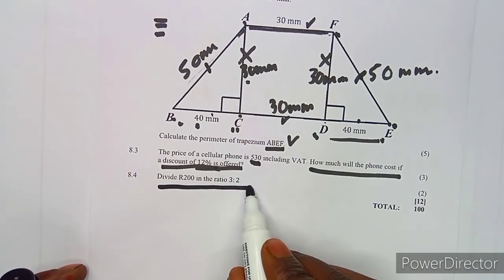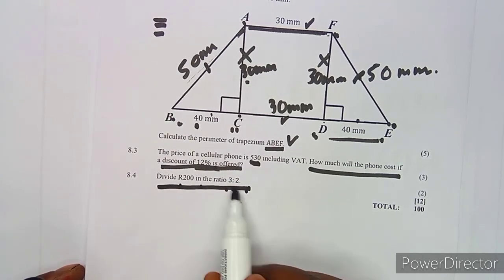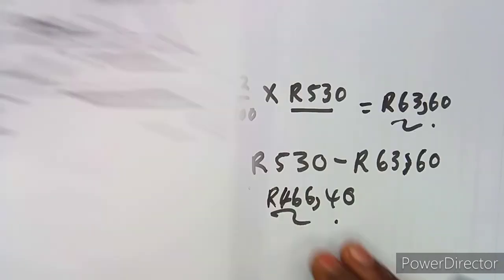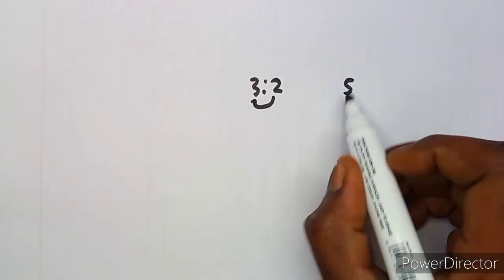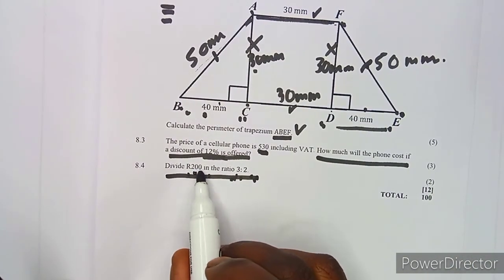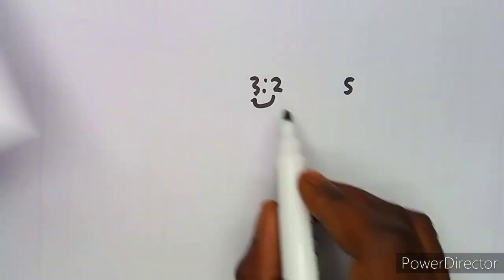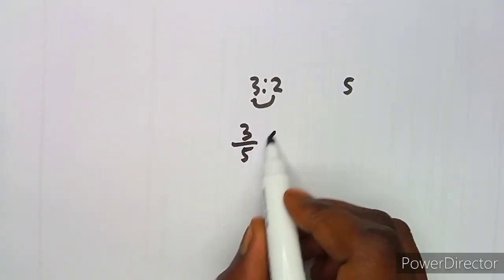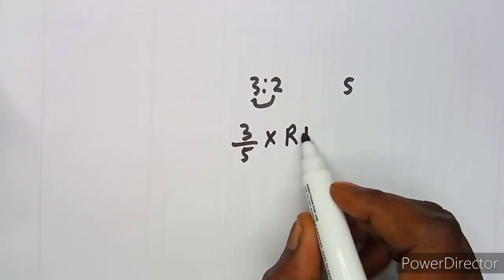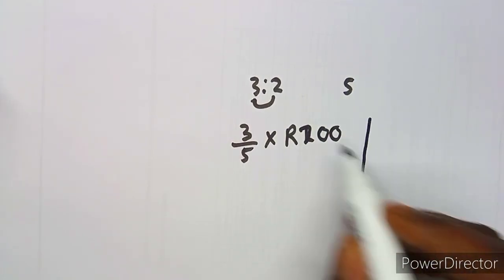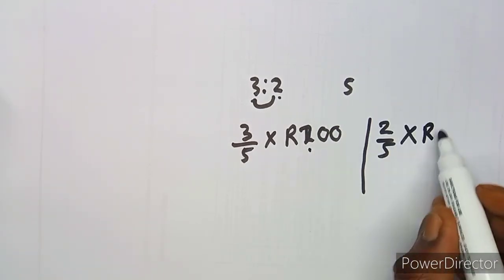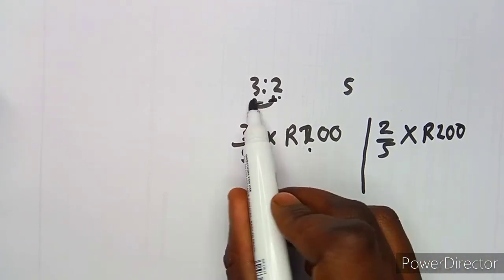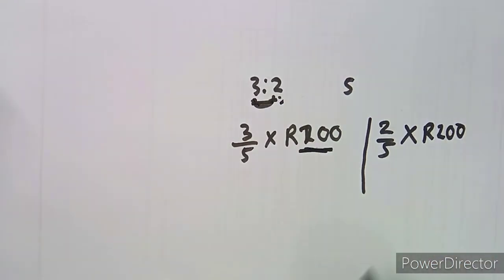Divide 2,200 rand in the ratio of 3:2. So take note, ratio, we have got 3 and 2, so that means 3:2. The total according to this ratio is 5. So 5 is the one that is equal to 2,200 here. So it's going to be 3 over 5 times the total amount, and another one is going to be 2 over 5 times the same amount. That's how you take the ratio, 3 over total, 2 over total times the total amount.